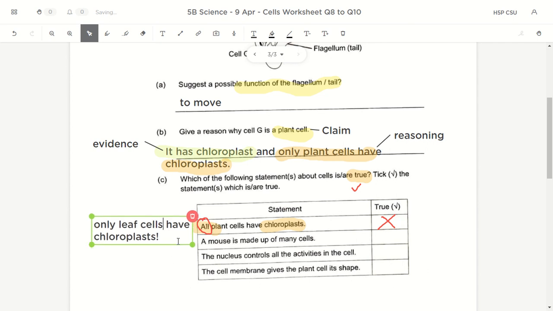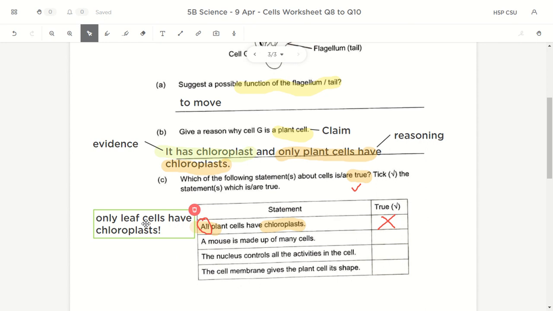Okay, so you have to read very carefully. Not all plant cells have chloroplast, only leaf cells have chloroplast. So it's wrong. A mouse is made out of many cells, correct? A mouse is a living organism. It's a body, the animal itself. So an animal is not only one cell, an animal is many cells. So this is correct. It's made of many cells, correct? I would probably highlight the words many cells over here.